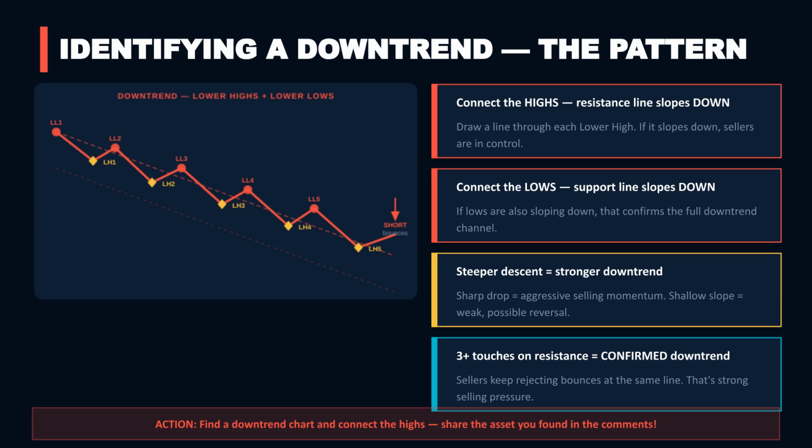Here's how to identify a downtrend. First, find the high points where price bounced. Draw a line connecting them. If this line is sloping down, that's a sign of a downtrend. Second, find the low points where price found support. Draw a line connecting them. If this line is also sloping down, that's confirmation. Again, the steeper the angle, the stronger the downtrend. Once you spot these descending lines on your chart, you know sellers are in control. You're looking for short opportunities.